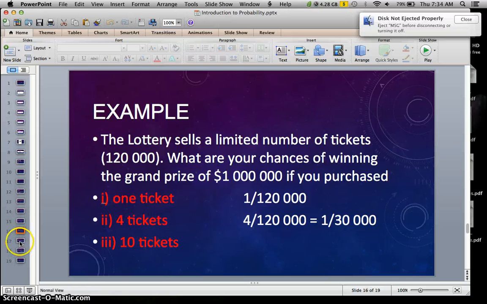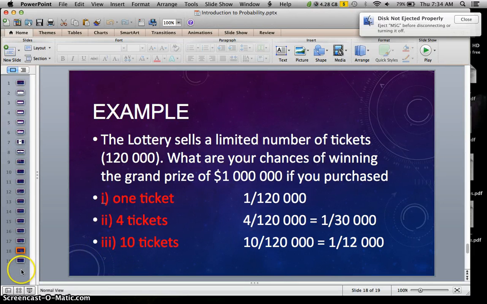Okay, what about with 10 tickets? So again, you would write 10 over 120,000. Okay, again, we can reduce this further, so we can take the numerator, divide it into the denominator to get 1 over 12,000. Okay, so the last fractions here would be my chances of winning the 1 million prize based on how many tickets that I had purchased.